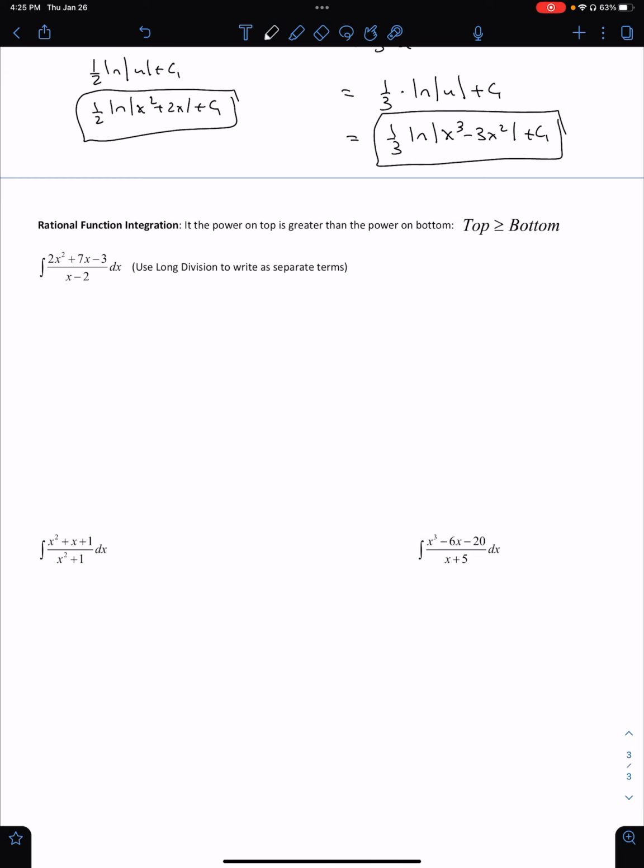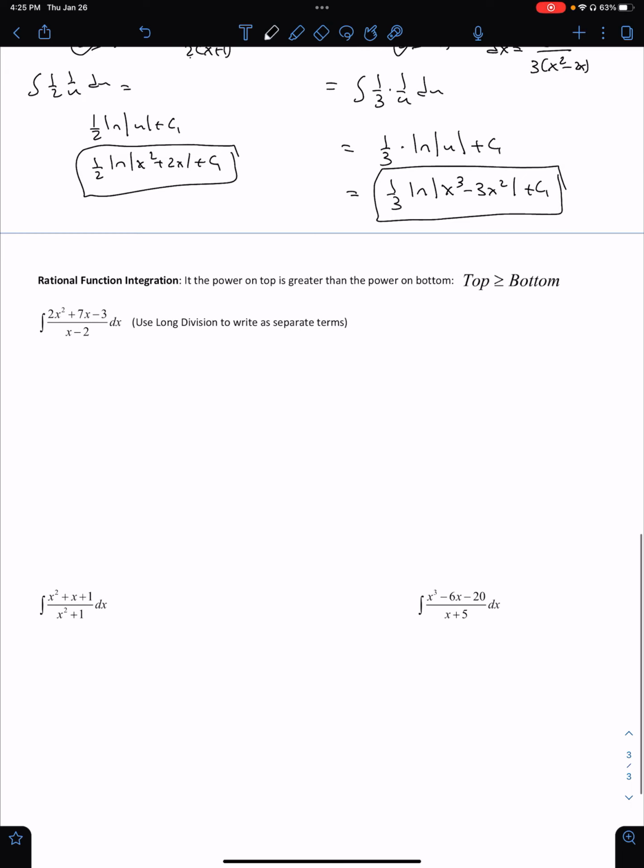Hello, and welcome back. So we're going to continue our discussion with natural log and integration. So we're going to talk about rational function integration. Now, all rational function really means we're looking at the degree on the function.